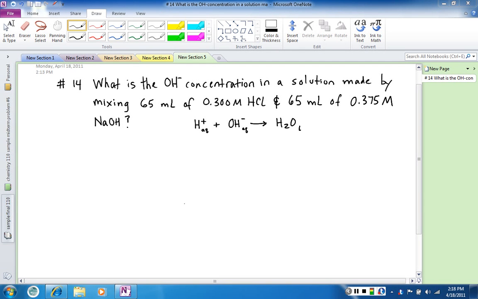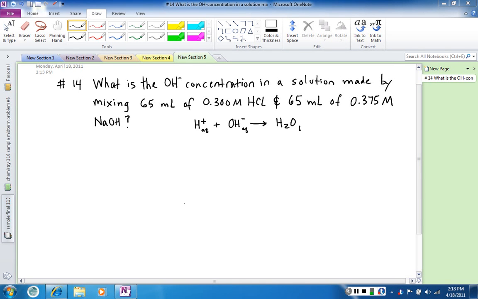Okay, this is number 14 on the sample final. It asks, what's the OH concentration in a solution made by mixing 65 milliliters of 0.300 molar HCl and 65 milliliters of 0.375 molar NaOH, and it gives you the net ionic equation. So this is a limiting reagent problem.